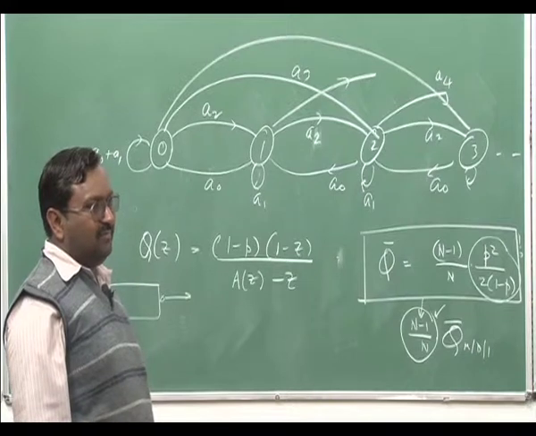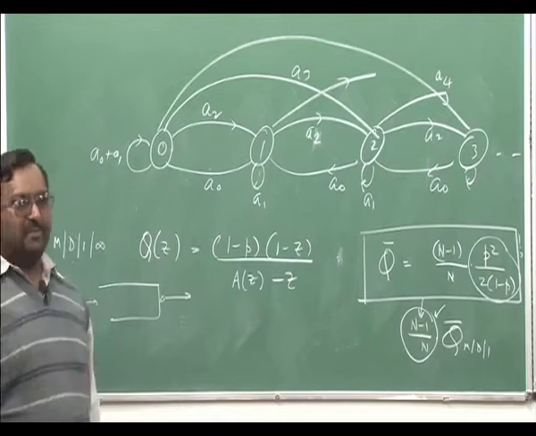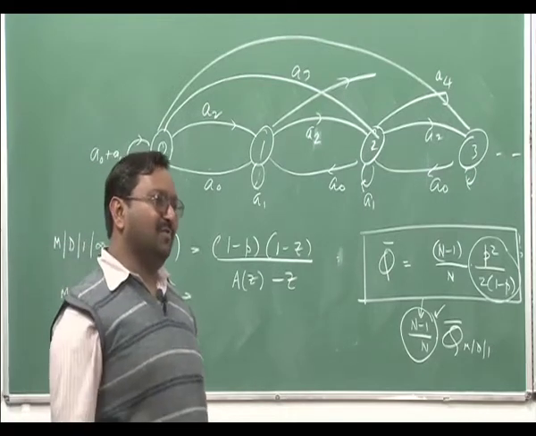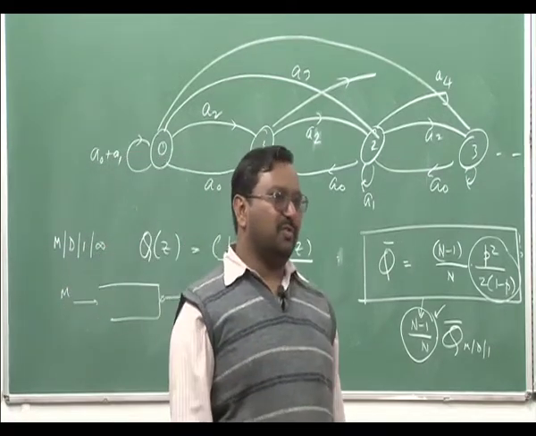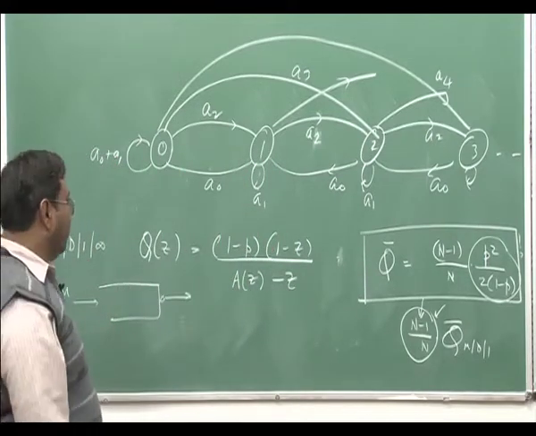Now what is the infinity? Infinity is infinite buffer length. If there is a finite buffer length, you cannot store, you have to drop the packets. So packet loss probability comes into the picture there. So what is Q bar? Q bar is the average queue length.